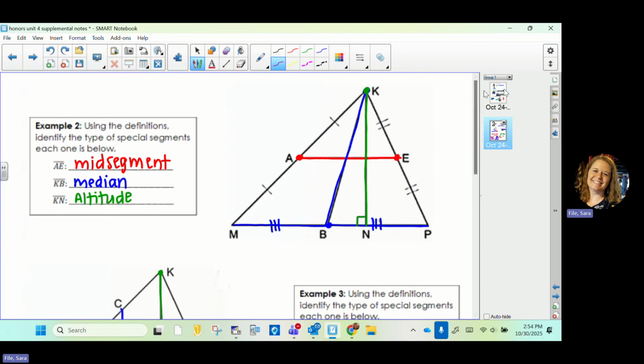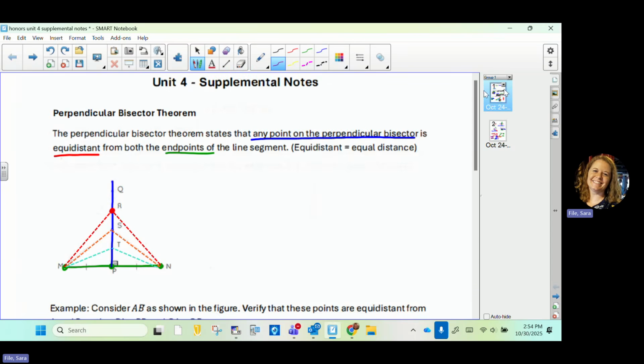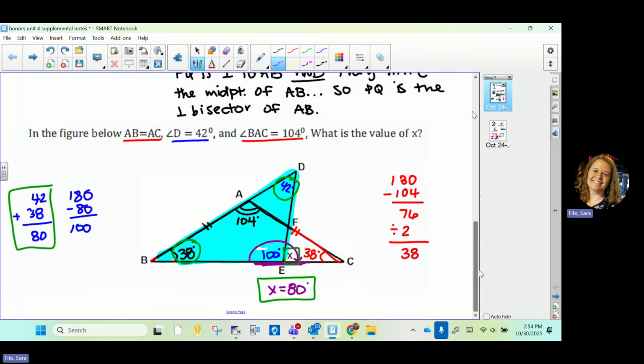Okay, and then if you still needed page 1, that's in a separate video. I went over perpendicular bisector theorem and this last one with overlapping triangles as well.